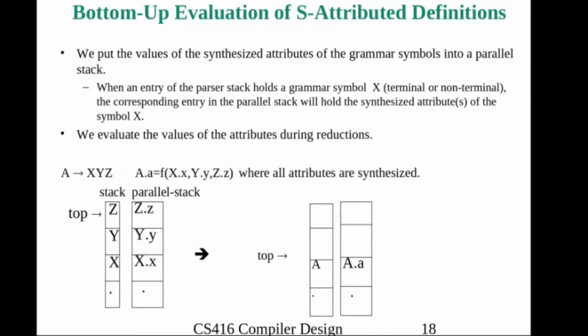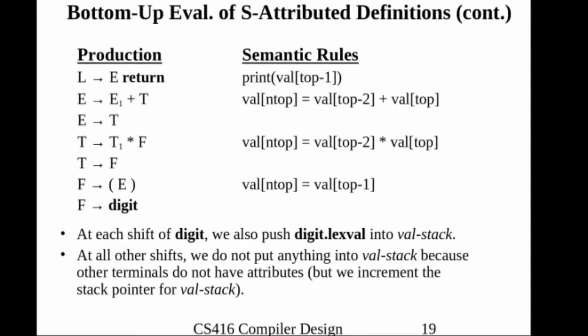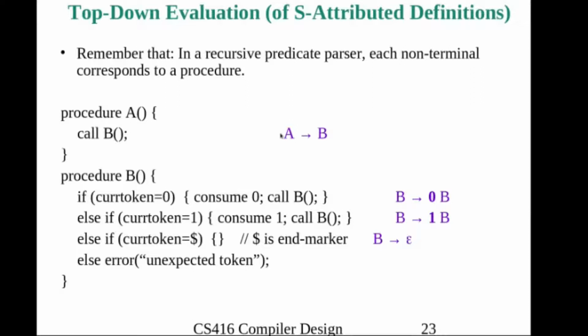It's a brief description. I'm not discussing more about bottom-up evaluation of S attribute definition. For the example, look at E gives E1 plus T, and we want to find E dot value. Very simple. We will find value new top is equal to value top minus 2 plus value of top, then you will get the new top. Similarly, we can evaluate S attribute definition while performing top-down parsing. In the same way, while doing a predictive parser, we can evaluate S attribute definition, as we did in the case of the bottom-up parser.